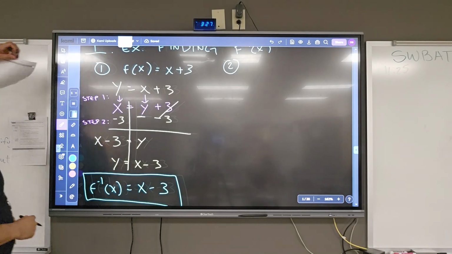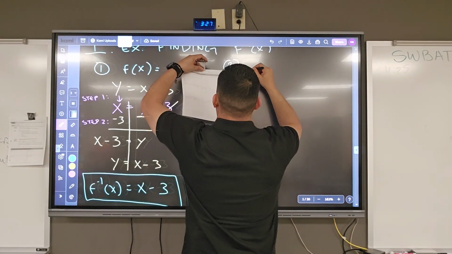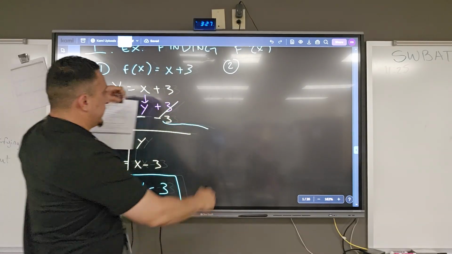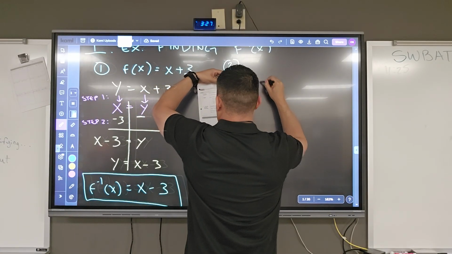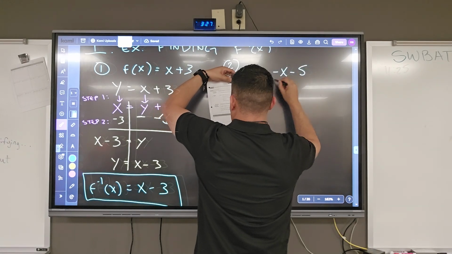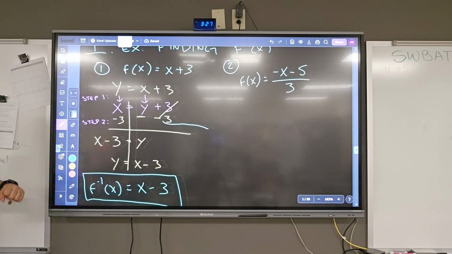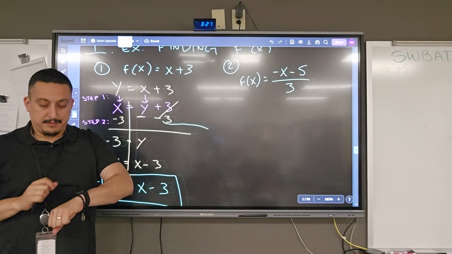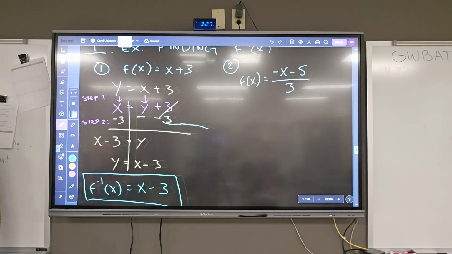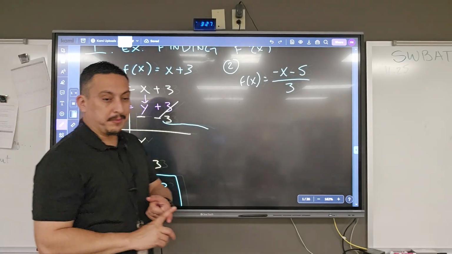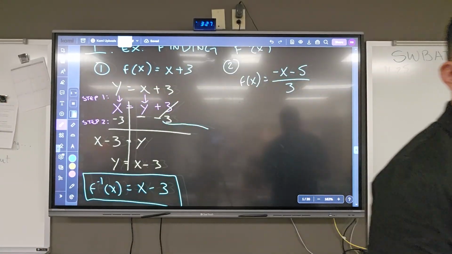Okay. Let's do this one. F of x equals negative x minus 5 over 3. Okay, I'm gonna set my timer, give you 1 minute, and see how far you can get. Depending on your solving, you might be able to finish it all the way through, or you might get stuck halfway, but everybody here should be able to do step 1, because that's switching x with y.